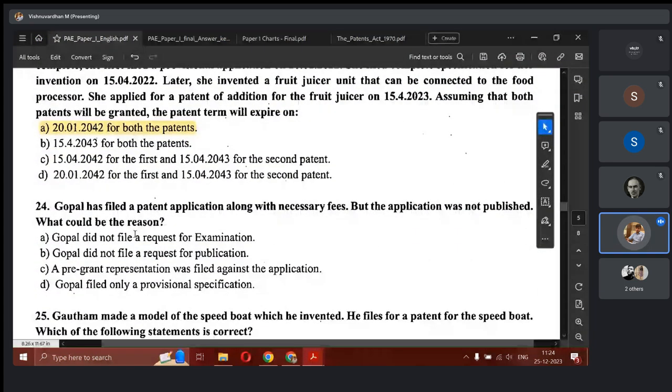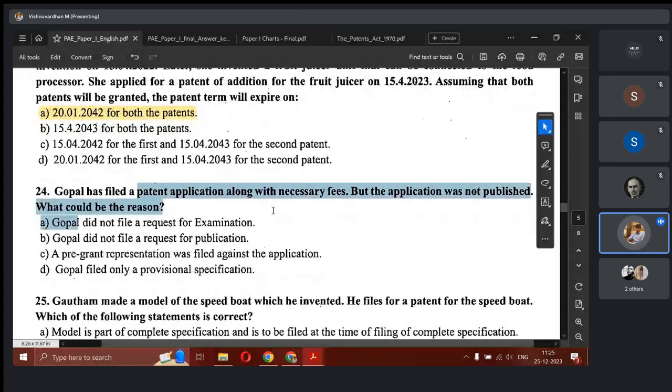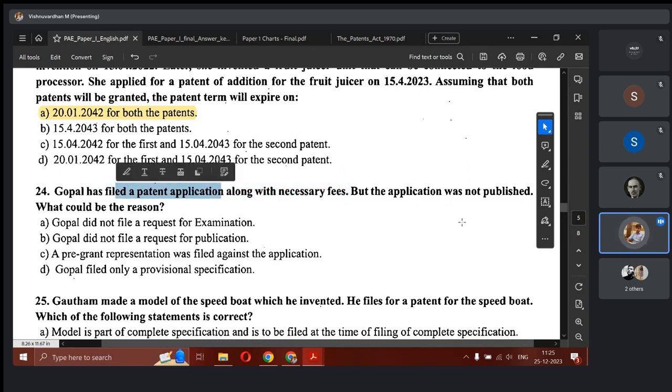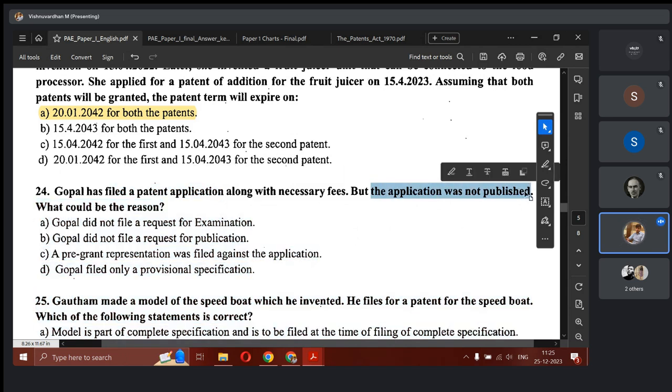So 24 now. Gopal has filed a patent application along with the necessary fees, but the application was not published. What could be the reason? What do you guys think? My understanding is he has just filed it for time pass and he has not filed the complete specifications. Okay. So basically the application was not published. So for it to not be published, it means the complete specifications have not been filed because publication is automatic.